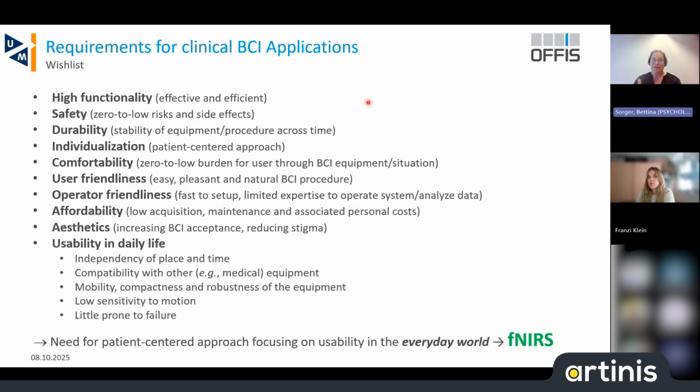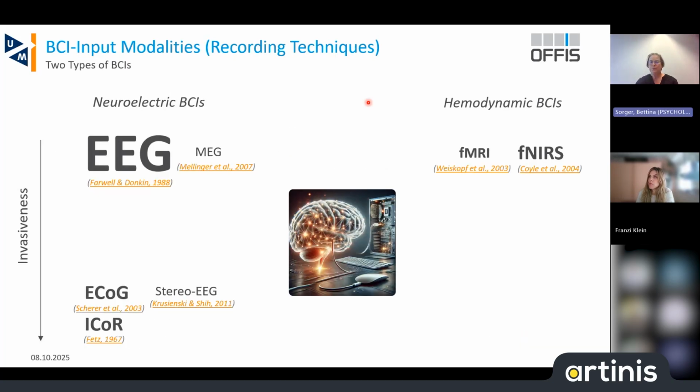But generally, if you look at this wish list, there is a need for a patient-centered approach that focuses on usability in the everyday world. And we think that fNIRS is a really good candidate for that. But we would also like to mention all the other techniques. And actually, we have to admit EEG is the BCI method. You also already see it in the size of the abbreviations that I have put here. So the bigger it is, the more impact this technique has on the BCI applications that are there.